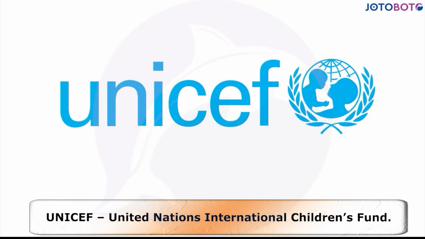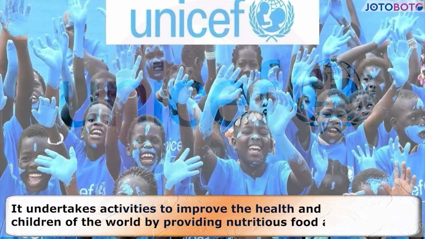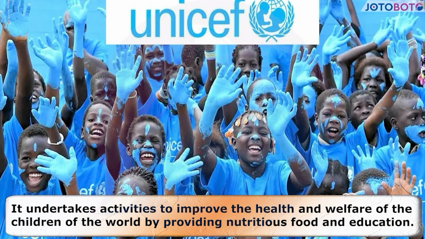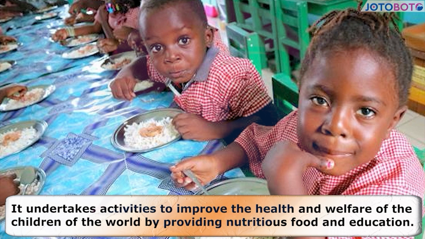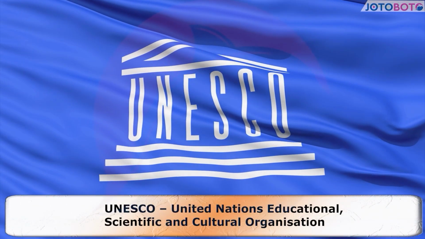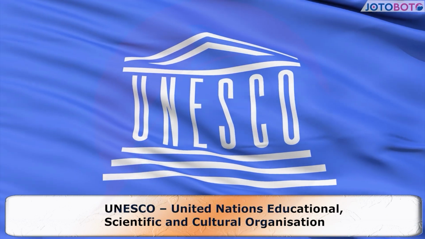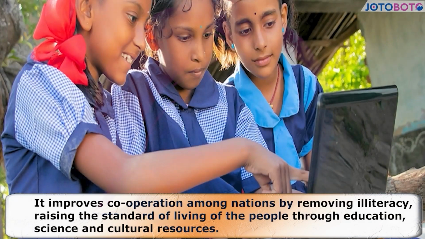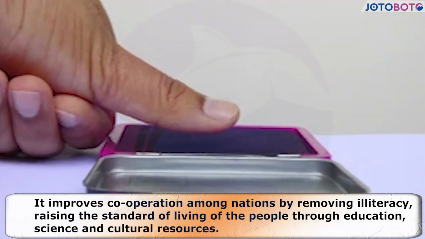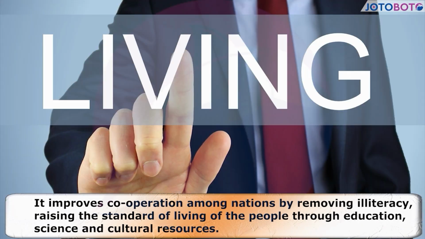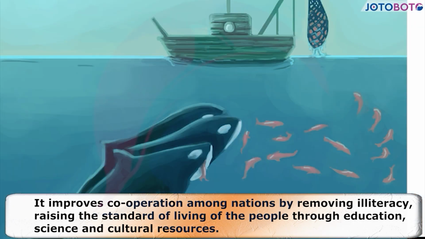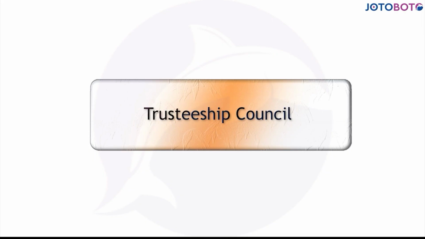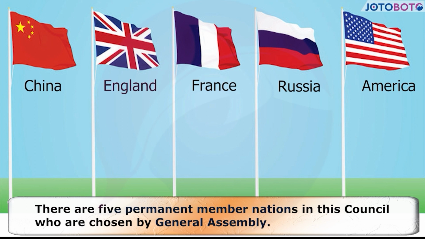UNICEF, United Nations International Children's Fund. It undertakes activities to improve the health and welfare of the children of the world, providing nutritious food and education. UNESCO, United Nations Educational, Scientific and Cultural Organization. It improves cooperation among nations by removing illiteracy, raising the standard of living of the people through education, science, and cultural resources. Trusteeship Council. There are 5 permanent member nations in this council who are chosen by the General Assembly.